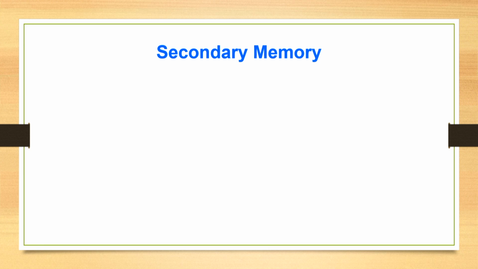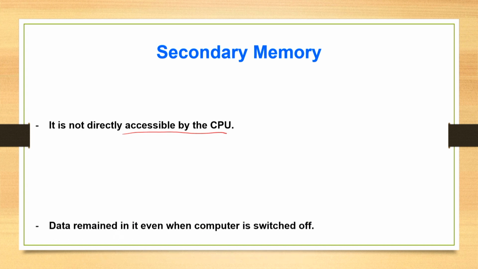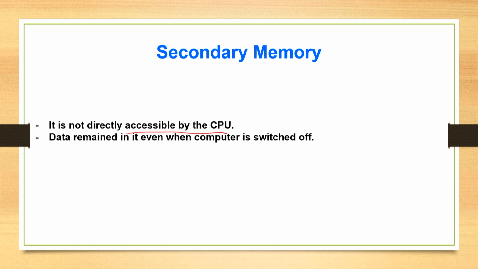Next, I will discuss secondary memories. It is not directly accessible by the CPU, whereas primary memory is directly accessible by the CPU. Here it is non-volatile, which means data remains in it even when the computer system is turned off, whereas RAM is volatile, where the data is lost when the computer is turned off.